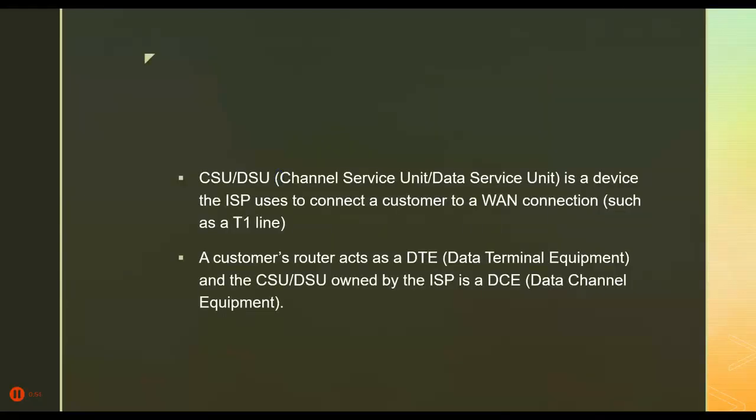First of all, those terms are entwined in some other terms: CSU, DSU, Channel Service Unit, Data Service Unit. This is a device. By the way, this is not two devices. You don't have a CSU and a DSU. You have a CSU/DSU device that the ISP uses to connect a customer to a WAN connection, such as, say, a T1 line. Now, that customer has a router on their premise, and that router acts as a data terminal equipment. And the CSU/DSU owned by the ISP is a DCE, or data channel equipment.